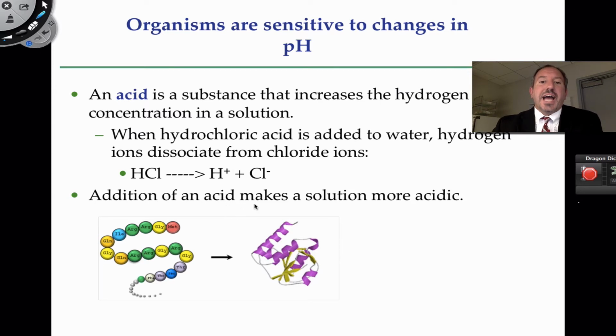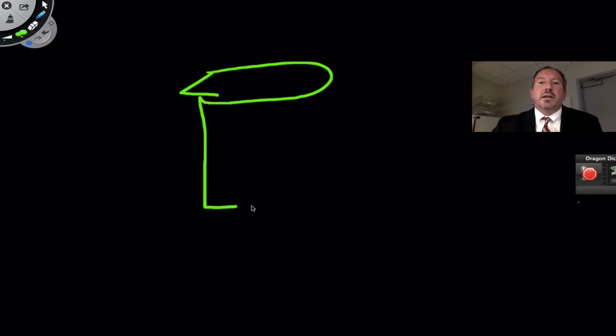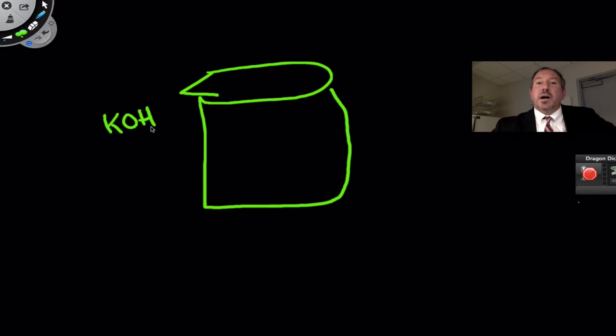So the addition of an acid makes the solution more acidic. The addition of a base makes the solution more alkaline. And so when you're discussing that, let's talk about that. So if you had a glass of pure water and you added this chemical, I mentioned it a second ago, potassium hydroxide.